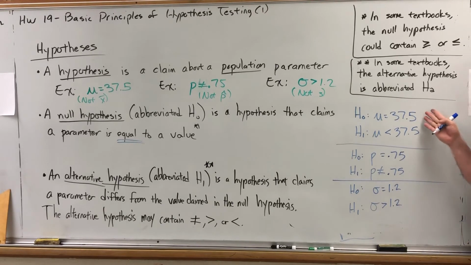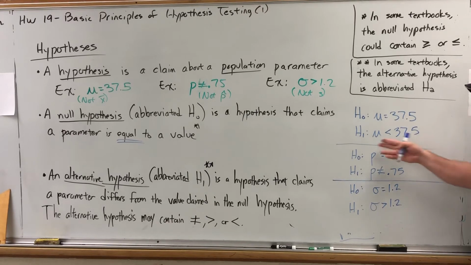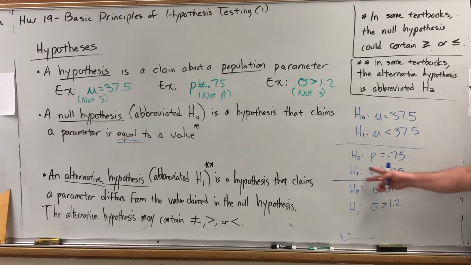I claim the average age of people who work at a company is 37.5 years old. We took a sample that had a lower mean, so we're contradicting your claim about the population. We claim that the percent of people who have seen Game of Thrones is 75%. Well, we took a sample and we got something totally different, so we claim that it's not 75%. And then the same thing for standard deviation.